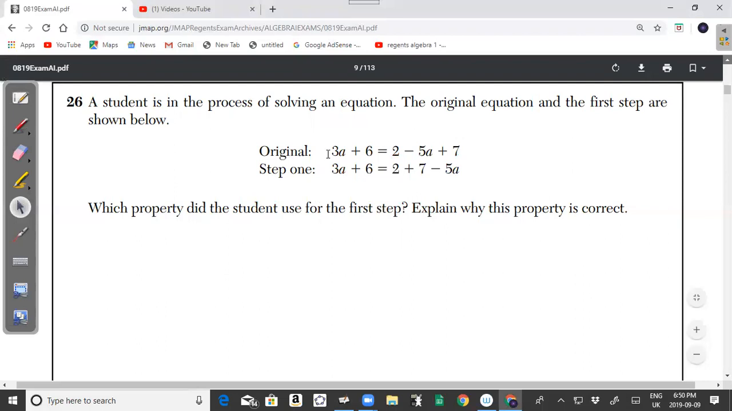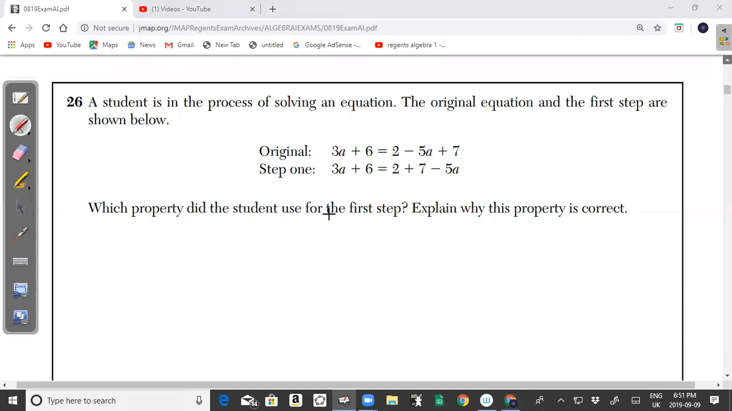So this is the original equation here: 3a plus 6 is equal to 2 minus 5a plus 7. And this is step one here: 3a plus 6, that remains the same, is equal to 2 plus 7 minus 5a. Which property did the student use for the first step, and explain why this property is correct?